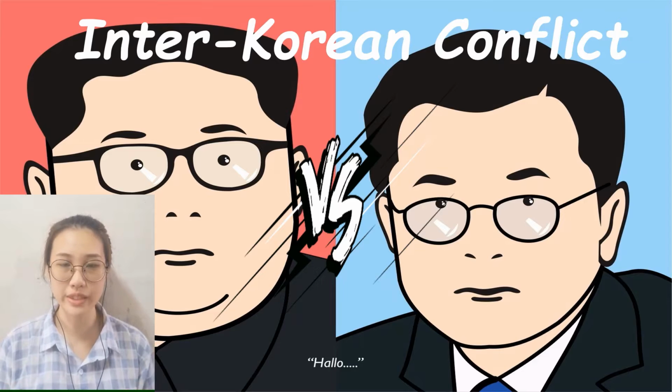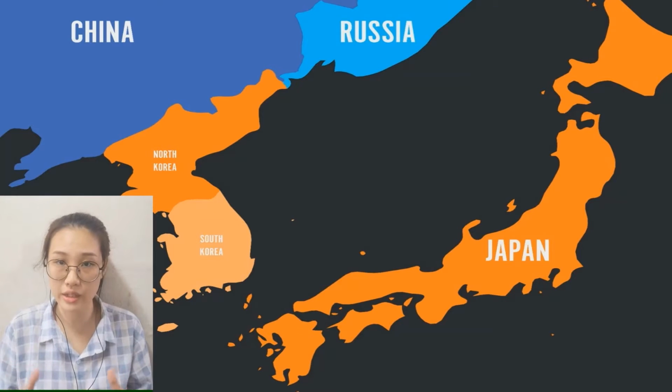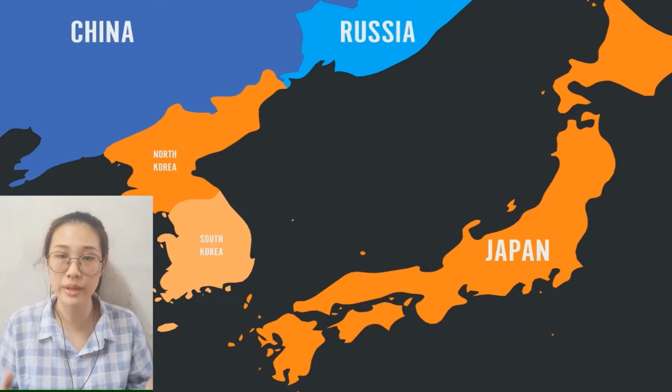So my topic presentation for today is inter-Korean conflict. So this is the effort of the Silla Kingdom where they slowly bonded the land of the Korean Peninsula together and formed a unified Korean Peninsula in the 7th century.